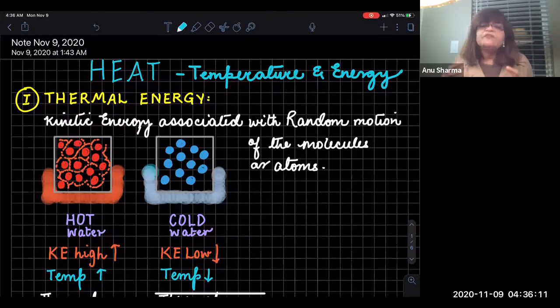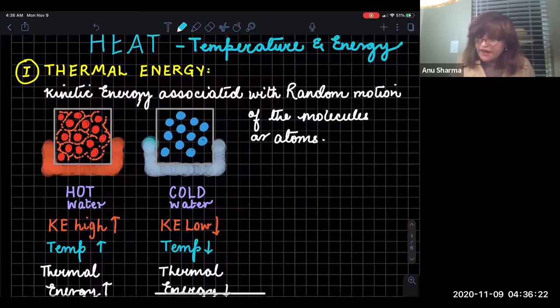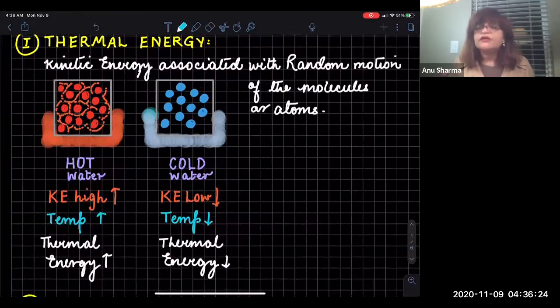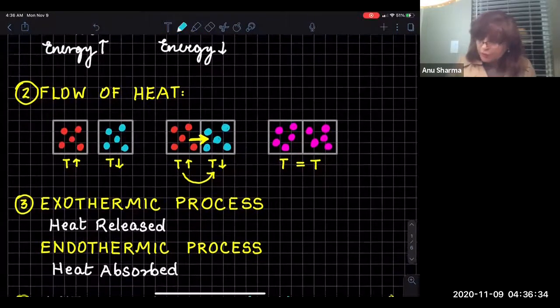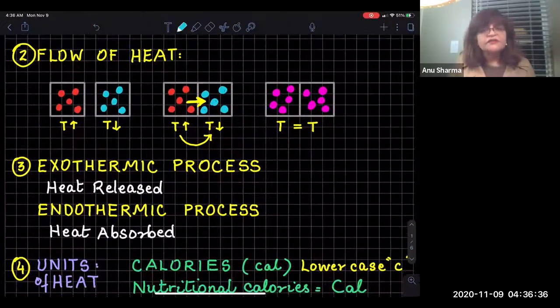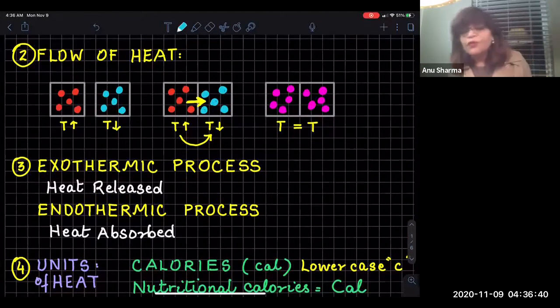So anytime the temperature is high, the kinetic energy is going to increase. When the temperature goes down, the kinetic energy becomes lower. So in other words, at a higher temperature the thermal energy increases, and at a lower temperature the thermal energy goes down. This kinetic energy is directly proportional to the increase or decrease in the temperature.